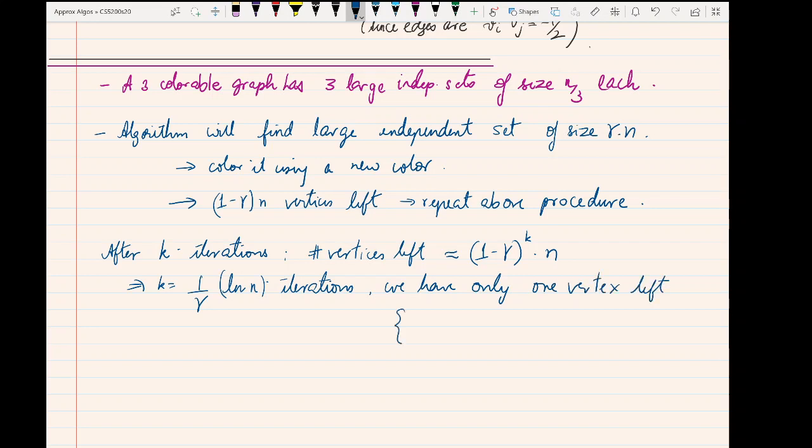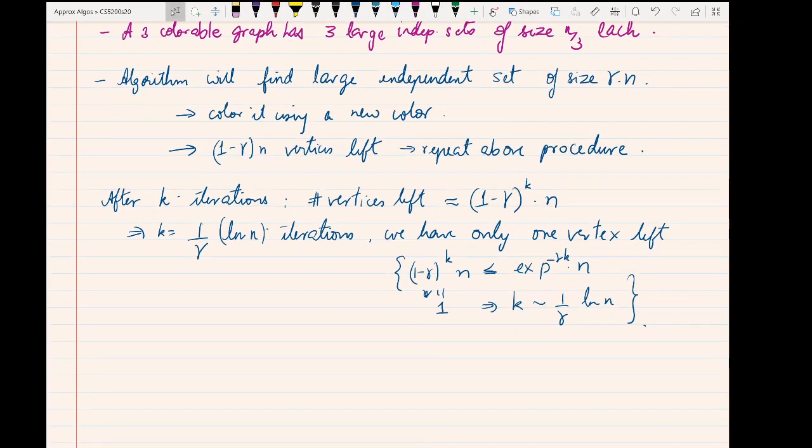Okay, and why is that? That's because (1 minus gamma) raised to k times n is less than or equal to exponential of minus gamma k times n, and for this to be equal to 1, this implies that k looks like 1 over gamma ln n. So in so many iterations you get down to one vertex. Color the single remaining vertex again with a new color, and therefore we have a coloring of the entire graph at the end of this process. Okay, so the number of colors used is equal to 1 over gamma natural log of n. Something of this order.